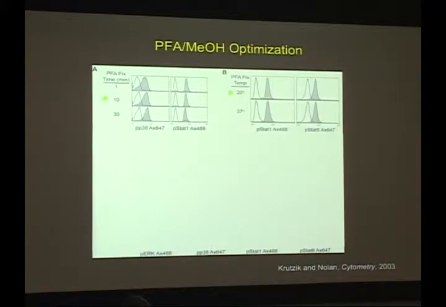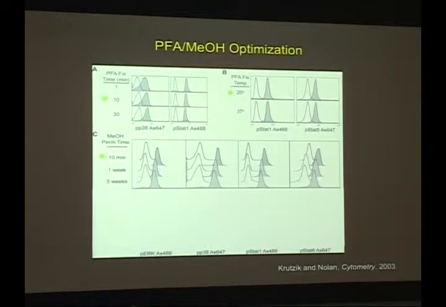For the fix temperature, room temp versus 37 degrees, we really haven't seen much difference. Again, certain pathways might benefit from that, but for the most part, we just put the fix in and then leave the cells out at room temp, and that makes it quite convenient. You don't have to throw it back in an incubator or a water bath.